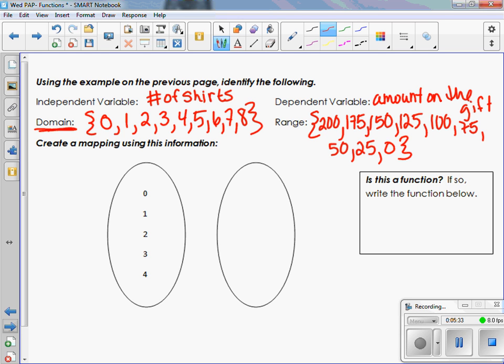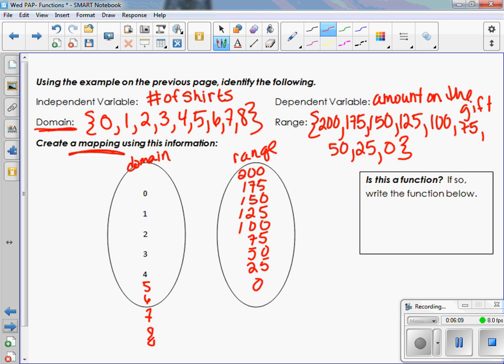So if I wanted to create a mapping using this information, a mapping is usually done with 2 ovals like this, in which one lists the domain and the other lists the range. So my domain, actually it does not show all of them right now. Let me fix that. 0, 1, 2, 3, 4. It should say 5, 6, 7, 8 as well. And my range was 200, 175, 150, 125, 100, 75, 50, 25, and 0. So when I'm looking at this, this is my domain over here and my range over here. And I do need to list all of them.